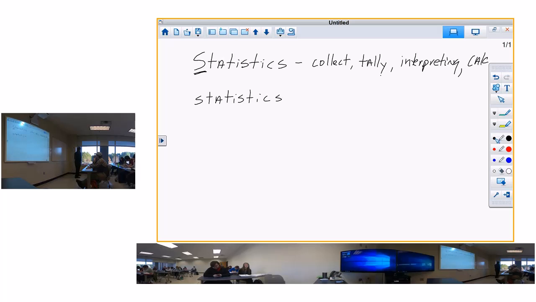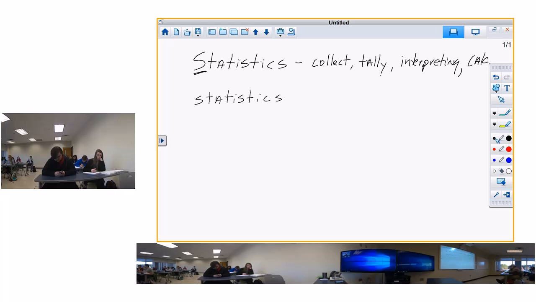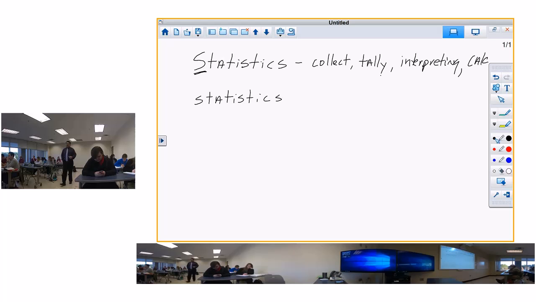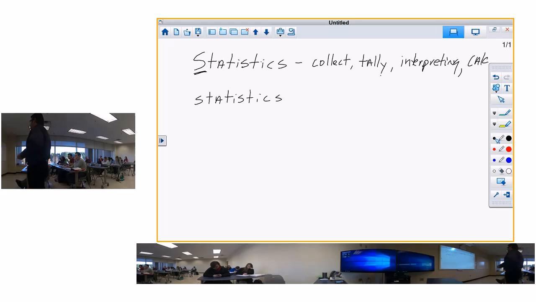When you go out and do surveys, when you go out and count cars, when you watch a rat in a maze 15 times, that's all collecting data. You tally it, you record it, then you calculate it, and then you tell somebody what it means. Now, the whole point of statistics is to get the data so you can run it through the probability so you can predict. A lot of people think that statistics sits by itself and probability sits by itself. No, they work together.